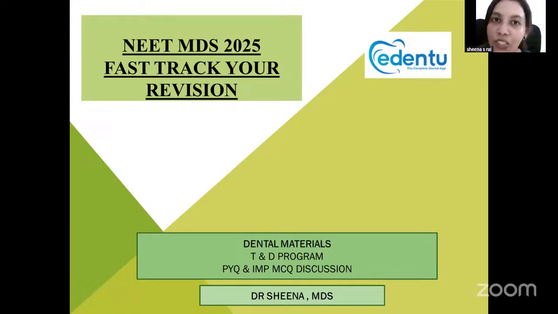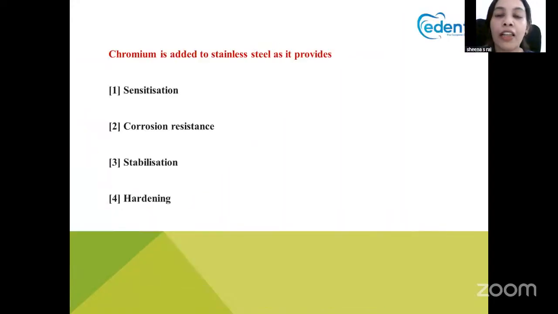Myself, Dr. Sheena. So today we'll be dealing with the topic dental materials, some of the important and recently or continuously asked questions, and the related theory portion will also be discussed in this series. Okay. So directly going to the question, the first question is: chromium is added to stainless steel as it provides.